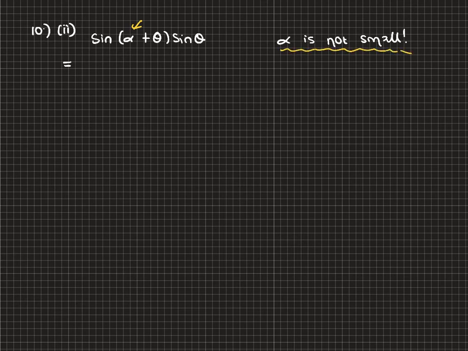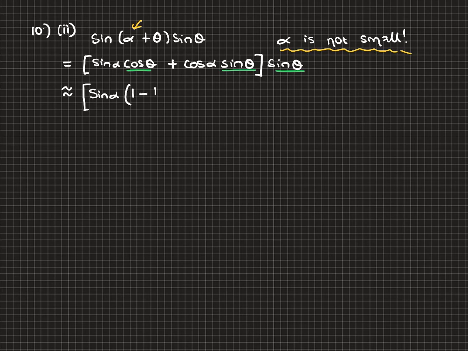So let's expand using the compound angle formula. So we've got sine alpha cos theta plus cos alpha sine theta, multiplied by sine theta. Now, we can then use small angle approximations for cos theta and sine theta here and here and here, but not for sine or cosine of alpha. So this then gives me sine alpha multiplied by 1 minus a half theta squared plus cos alpha multiplied by theta, all multiplied by theta.